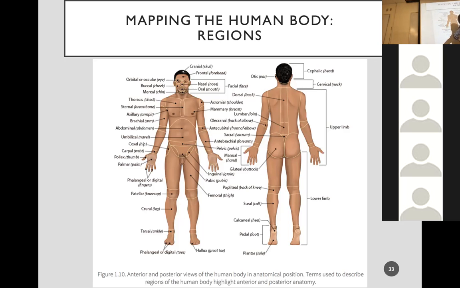Below that, you have the tailbone region. That's the sacral. Sacral region is the tailbone. It's tiny, but it gets its own name. The back of the elbow is the olecranal.